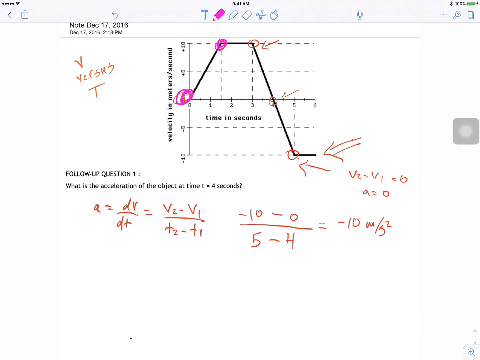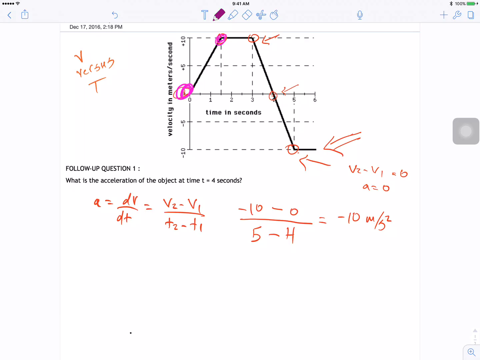Okay, and then there's another version of this question which was asking what's the position of whatever the particle that's moving between t equals 0 and t equals 5 seconds. Okay, assuming that at time equals 0, the position of the particle is 0.